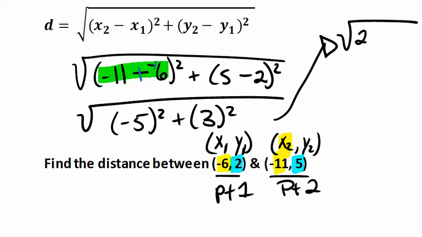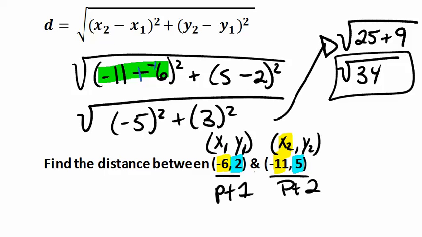We're going to continue over here. Negative 5 squared is 25. 3 squared is 9, and that becomes 34. And you actually can't simplify the square root of 34, so we'll leave it as the square root of 34. Again, just be careful with your order of operations when you're working with this.